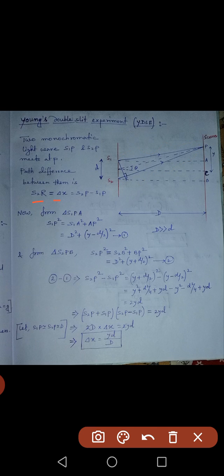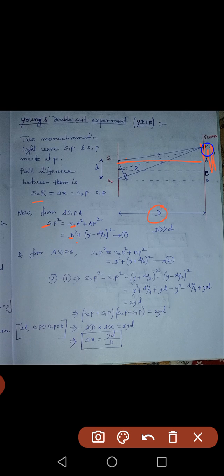Now from triangle S1PA, in this triangle, the hypotenuse is S1P. We can use the Pythagoras theorem. S1P squared is equal to S1A squared plus AP squared. Now S1A is nothing but capital D. So S1A squared means capital D squared plus AP squared. AP means which part? This part.